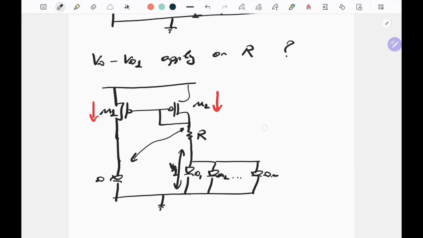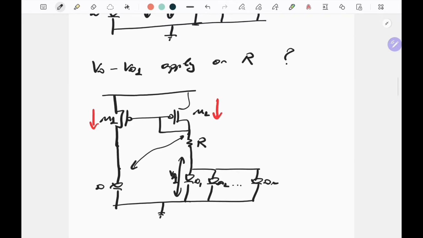However, again, there is an issue here: it is not guaranteed that these two voltages are equal to each other, because all we know is that the currents on the left and the right are equal to each other, but this does not mean that the drain voltage of M1 and the drain voltage of M2 would be equal to each other.